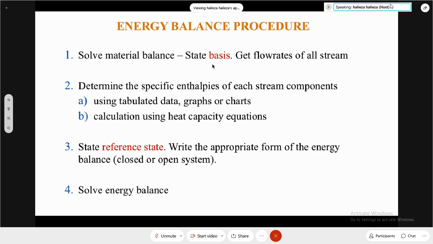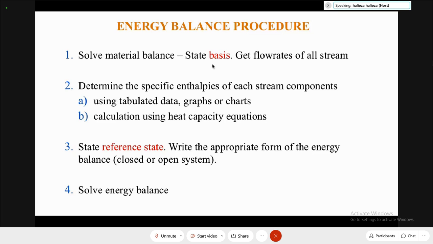Okay, once you have done that, before you can solve your energy balance, you need to have a reference state. We have looked at some reference states. It depends on where you get your data from. If it's from the steam table, then your reference state has to be the same as that of the steam table. It has to be, because wherever you get your data from, your reference state must be the same as the source of the data. So it must be the same.